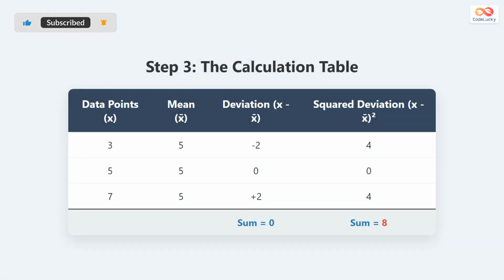Let's apply this to our example. We list our points, 3, 5, and 7. We found the deviations were -2, 0, and 2. Now we square them. -2 squared is 4, 0 squared is 0, 2 squared is 4. When we sum these squared values, we get 8. This 8 is our sum of squares.